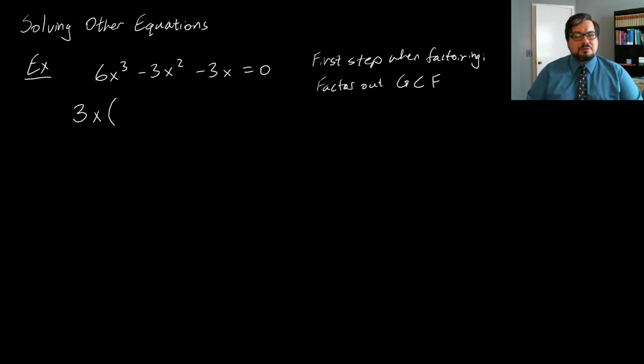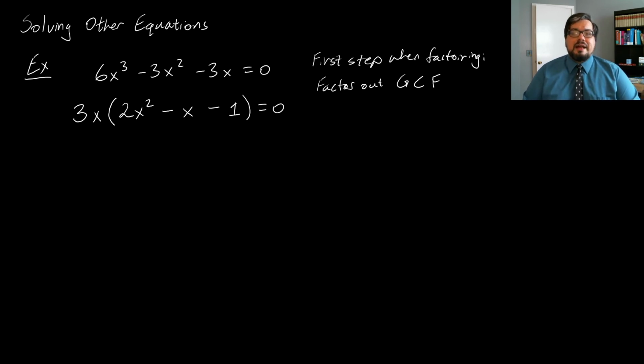When we factor 3x out of the polynomial above, we get a 2x squared left in the first term, minus x in the second term, and then minus 1 in the last term, equals 0. Now we could go ahead and use the zero-factor theorem here, but we're actually going to go one step further and use a slightly more sophisticated version of it.